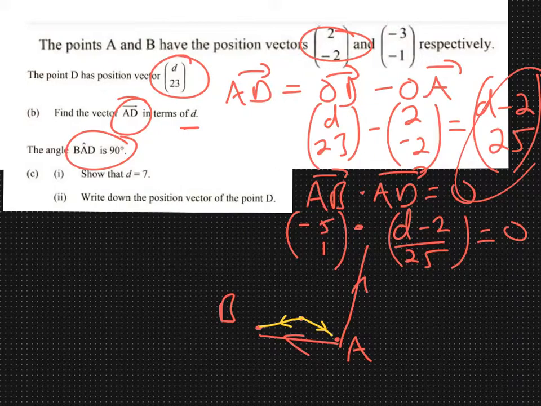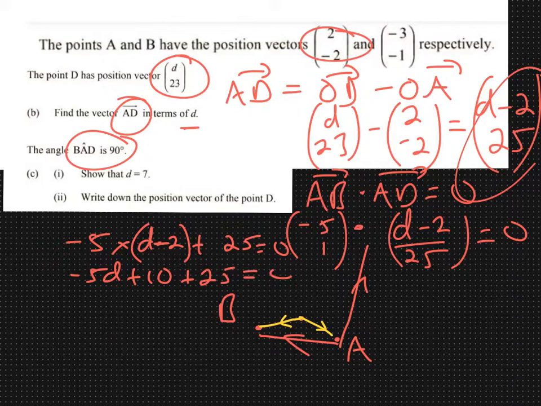When we work out the dot product, we take the i components and multiply them together, so -5 multiplied by (D - 2), and we add the product of the j components, which is just going to be 1 times 25, which is 25. We know that that's going to be equal to 0, so we've got -5D plus 10 plus 25 equals 0. Therefore 5D is going to equal 35, and D is therefore going to equal 7.